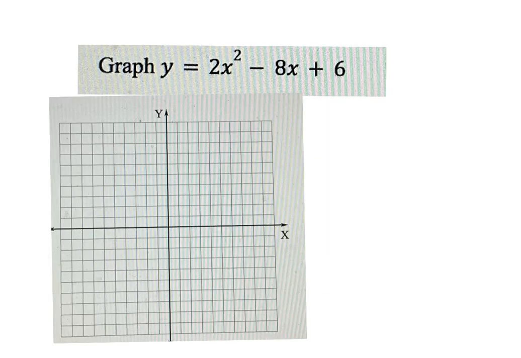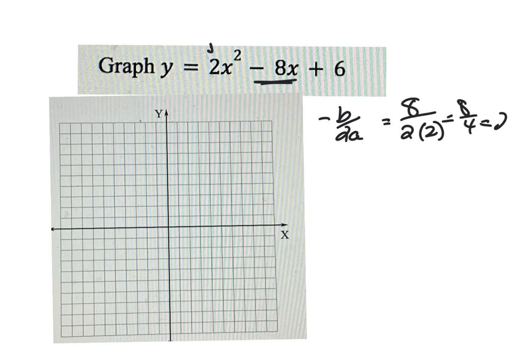Okay, let's try one. It says graph this one right here. Now we can't graph it until we know what the vertex is, so to find the vertex, I'm going to do -b over 2a. When I do this, don't forget, that's only the x-coordinate. So if I do -b, first of all, b is already negative. So -8 would be +8. 2 times a is 2. That's going to be 8 over 4, which is 2. Okay, so my vertex is going to be 2 something.